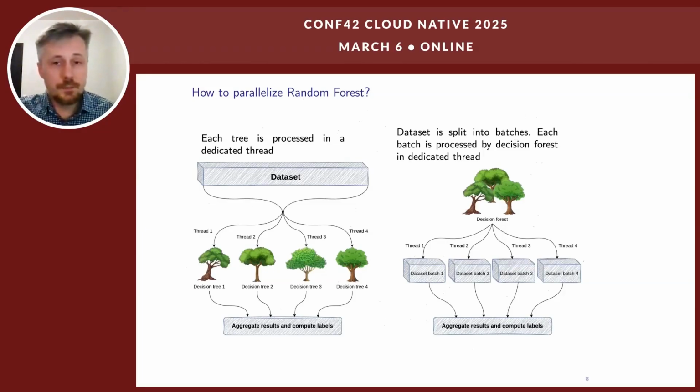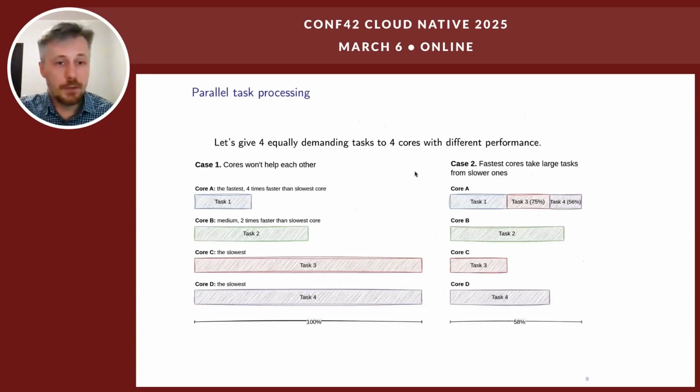But both these approaches imply that our CPU cores are about equal, but in a heterogeneous setting, it is not entirely true. Here is what can happen if we run equally demanding tasks on different cores. So let's see this setting. We have 4 cores in our CPU. Core A is fastest, and core B is 2 times slower, and we have 2 slowest cores, C and D.